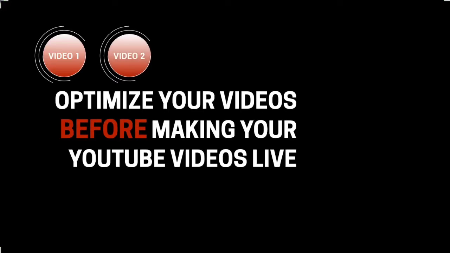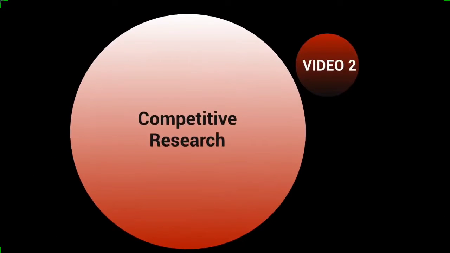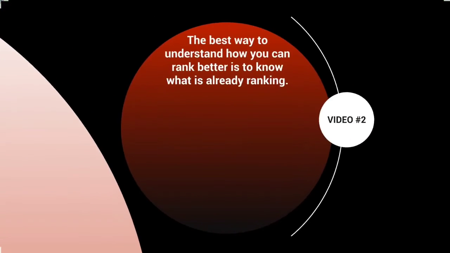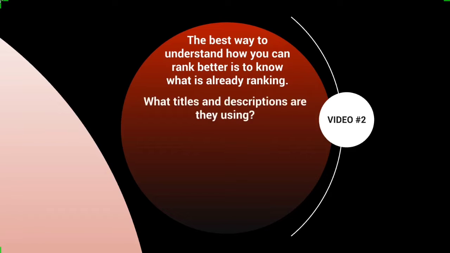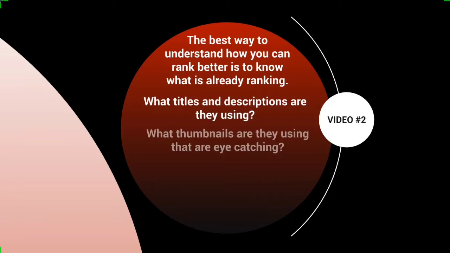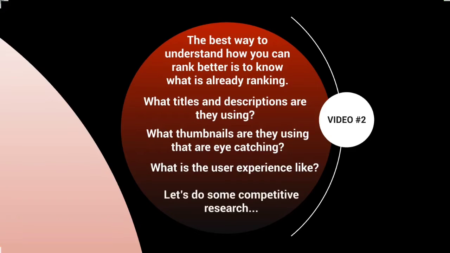Hello and welcome back. This is video number 2. So let's talk about competitive research. You see, the best way to understand how you can rank better is to know what is already ranking in your niche or your market. So what we want to do here is analyze the videos that are on the top. And I want you to specifically look at what titles and what descriptions they are using, what thumbnails they are using that are eye-catching, and what the user experience is like when you click through those videos. So let's go ahead and do some competitive research.